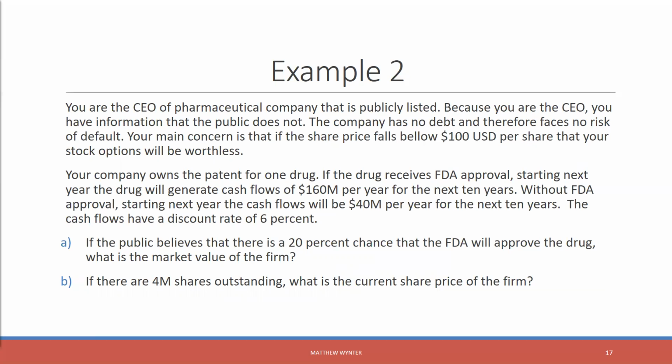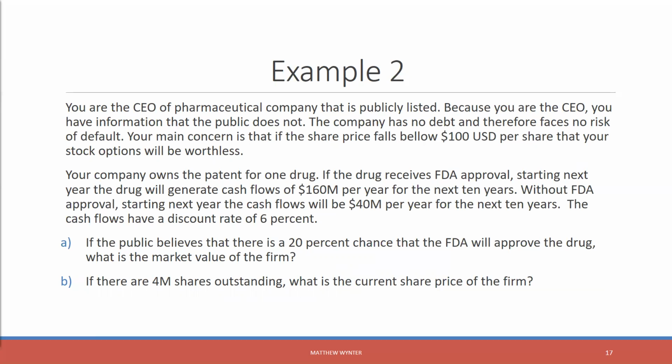If the drug receives FDA approval starting next year, the drug will generate cash flows of 160 million per year for the next 10 years. Without FDA approval, starting next year, the cash flows will be 40 million per year for the next 10 years. The cash flows have a discount rate of 6%.